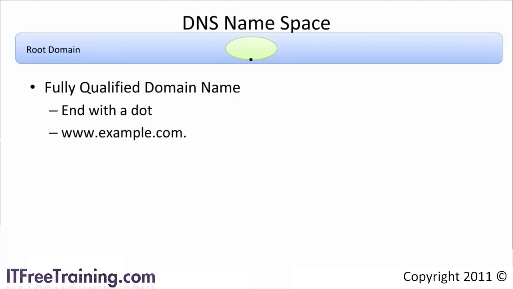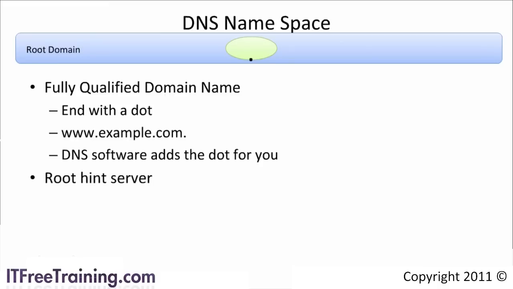This may seem a little strange to you, as you probably have never had to add the dot to the end of a domain name. This is because the DNS software will automatically append the dot to the end of the domain name for you. To start resolving any domain name, your DNS server will first contact a dot server, which are called root hint servers. There are 13 root hint servers on the Internet.